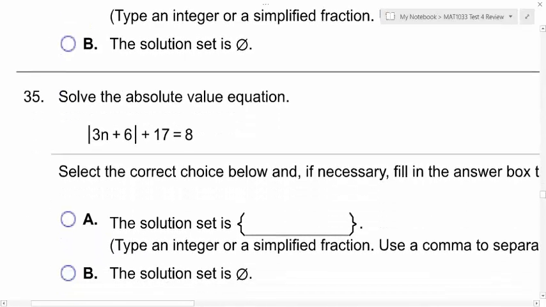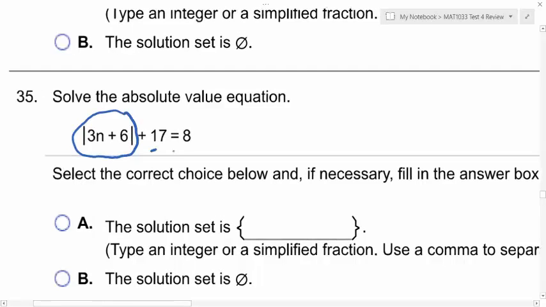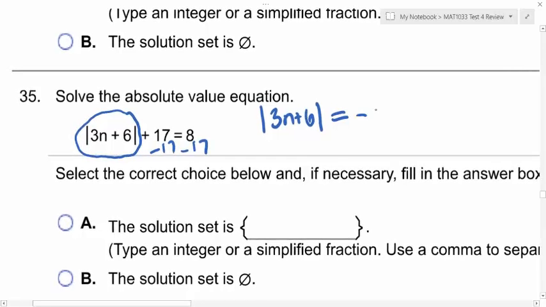The first step to solving an absolute value equation is you have to get the absolute value expression by itself. So here, how could you get the absolute value of 3n plus 6 by itself? What do you need to move over or get out of the way? You would subtract the 17. Good. So what does that give us now? The absolute value of 3n plus 6 equals negative 9.